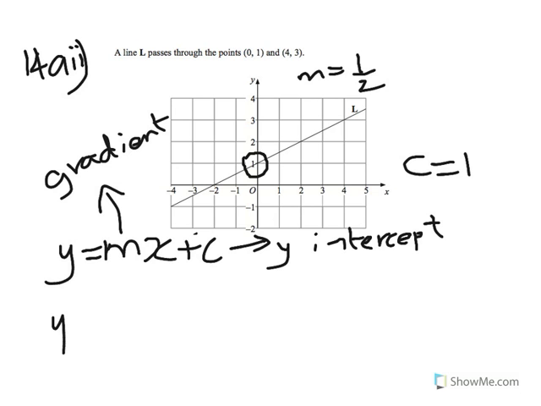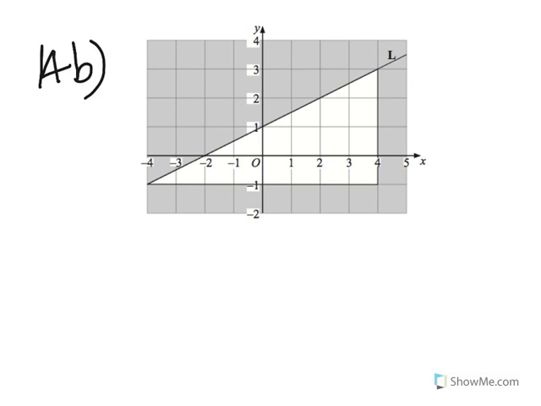So that means that y is equal to half x plus 1, and that is your equation. Alright, so 14b, they've drawn the line again, and basically they're asking you for the 3 inequalities that define this region here.